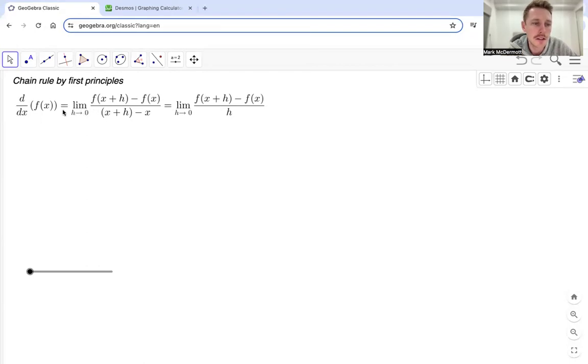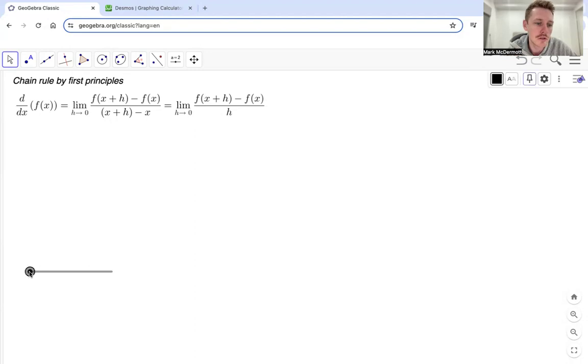But this is the definition of a derivative. So the derivative of some function f of x is equal to the limit as h approaches 0 of f of x plus h minus f of x over x plus h minus x. So y2 minus y1 over x2 minus x1. Hopefully you can notice that in the denominator, x minus x is 0, so we're just left with the denominator of h. But I've left both here because we might need both as we go through this derivation of the chain rule. So let's have a think.